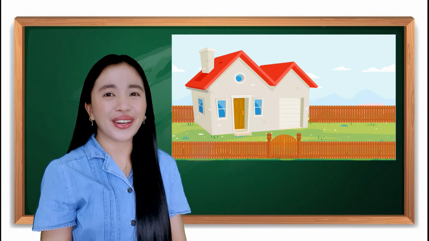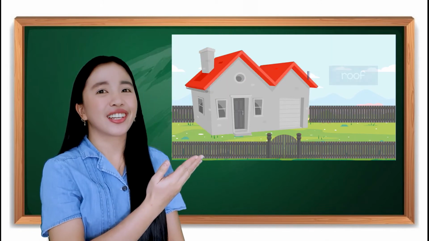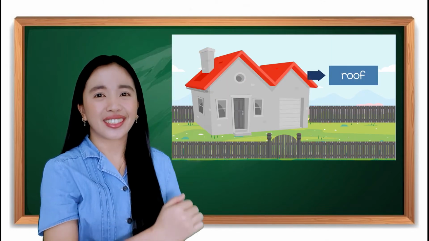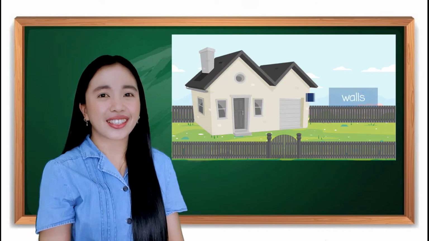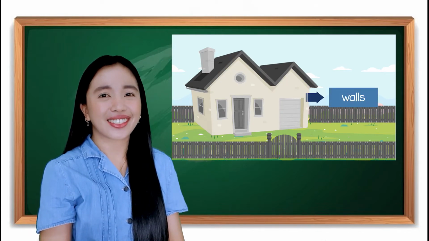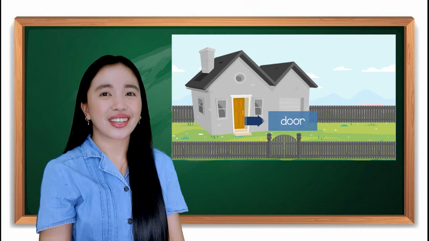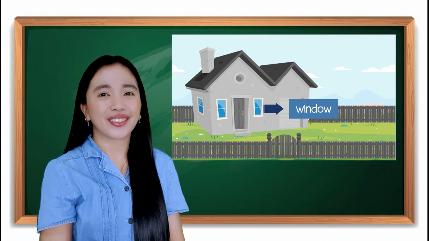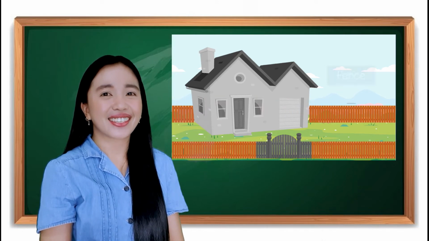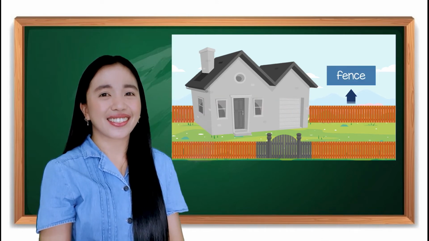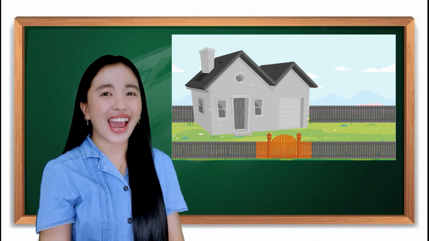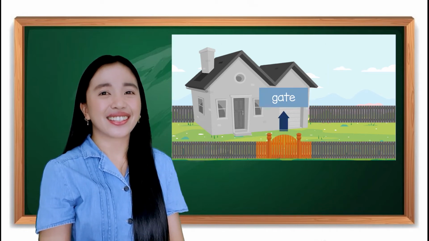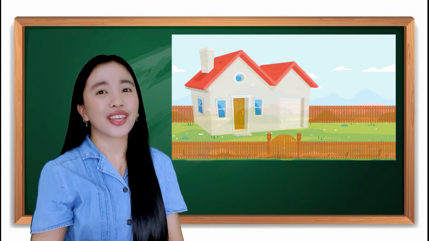Now let's review. Roof. Walls. Door. Window. Fence. Gate. Now these are all parts of the house.